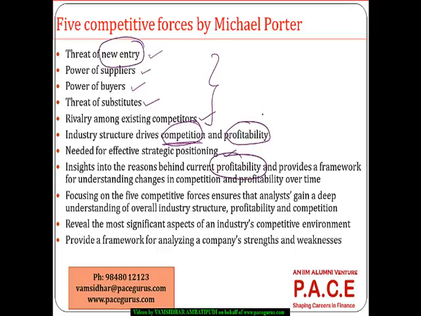what is contributing to the profitability of the industry, and how is the competition going to change over time, how is the profitability going to change over time. So we can get a better assessment of the industry by doing this. And the more and more I'm focusing on these five factors, I'll get a good understanding of the industry structure, profitability, competition, which will help me in valuing a company or valuing a particular business quite effectively.